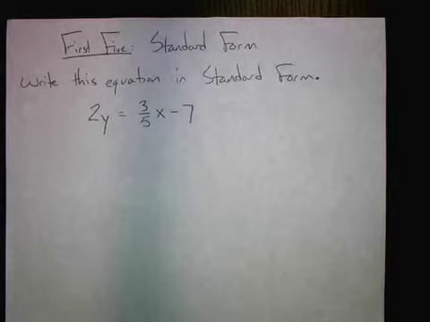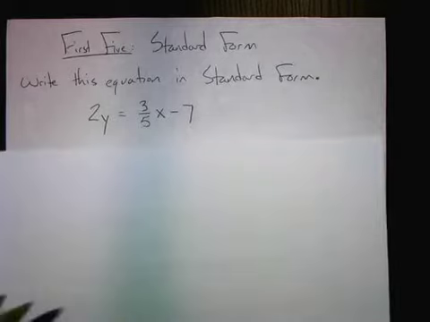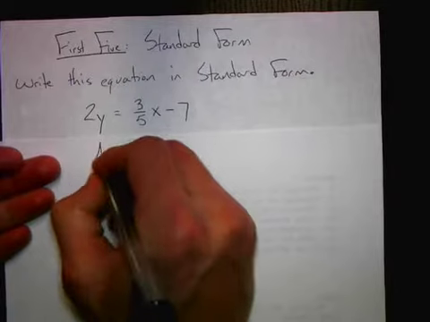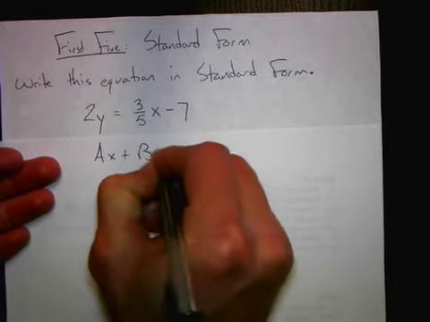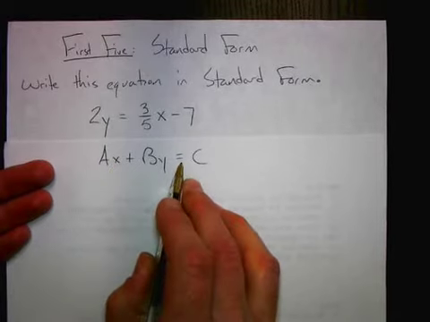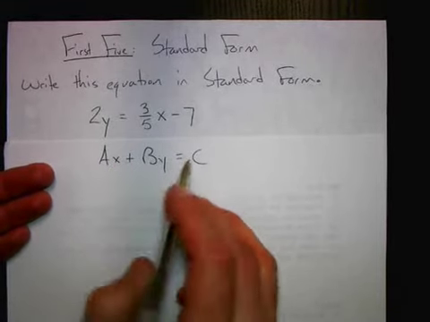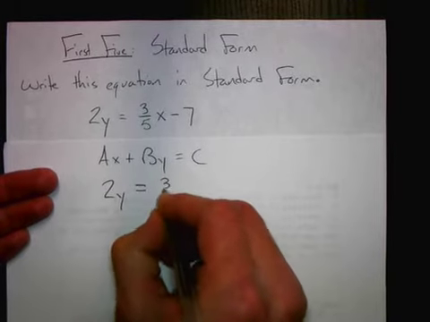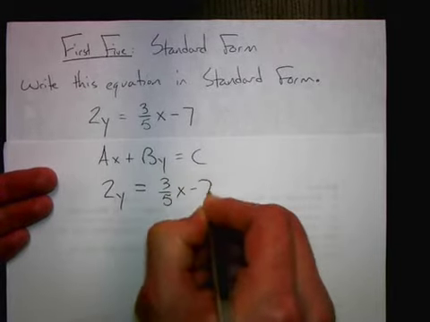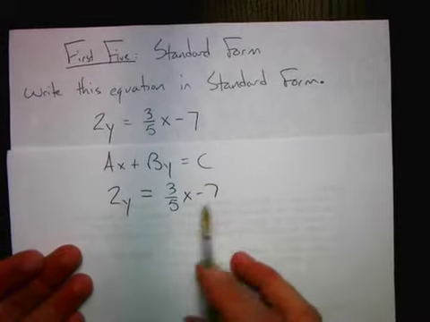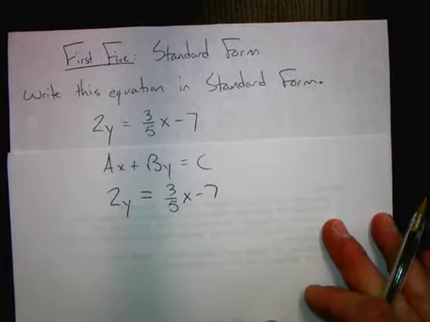Well, the first thing you should notice is that this is not in standard form. There's no way this is in standard form. Standard form looks like ax plus by equals c: the term with the x, the term with the y, the equal sign, then the constant. Look at this equation. It has the term with the y, then the equal sign, then 3/5 x, then a minus 7. So there's no way you can possibly think that this is in standard form. So you've got to play some heads-up ball.